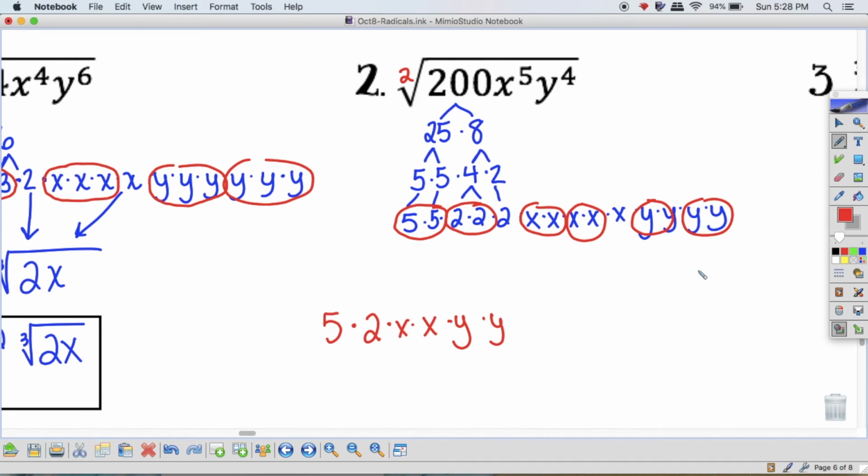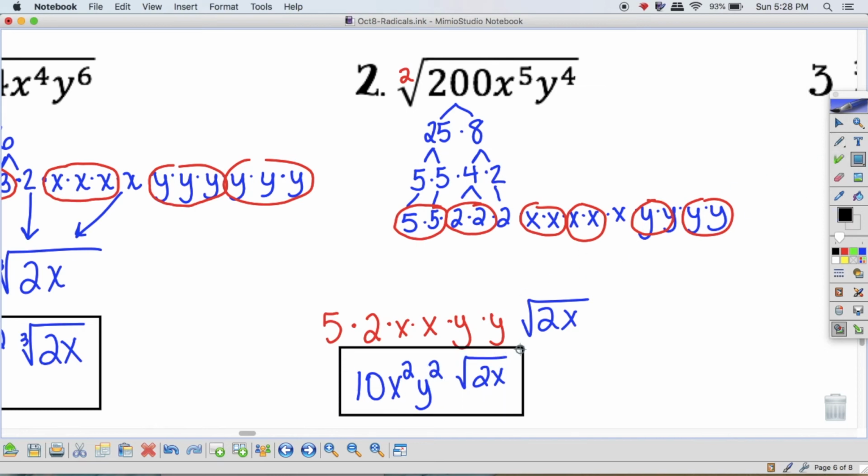Okay, and let's see what is left on the inside. There is a 2 and an x on the inside. Alright, so 5 times 2 would be 10. X times x is x squared. Y times y is y squared times the square root of 2x. Make sure I can tell what is the index and what is the exponent if there's an index or an exponent beside each other. So I have simplified this radical.